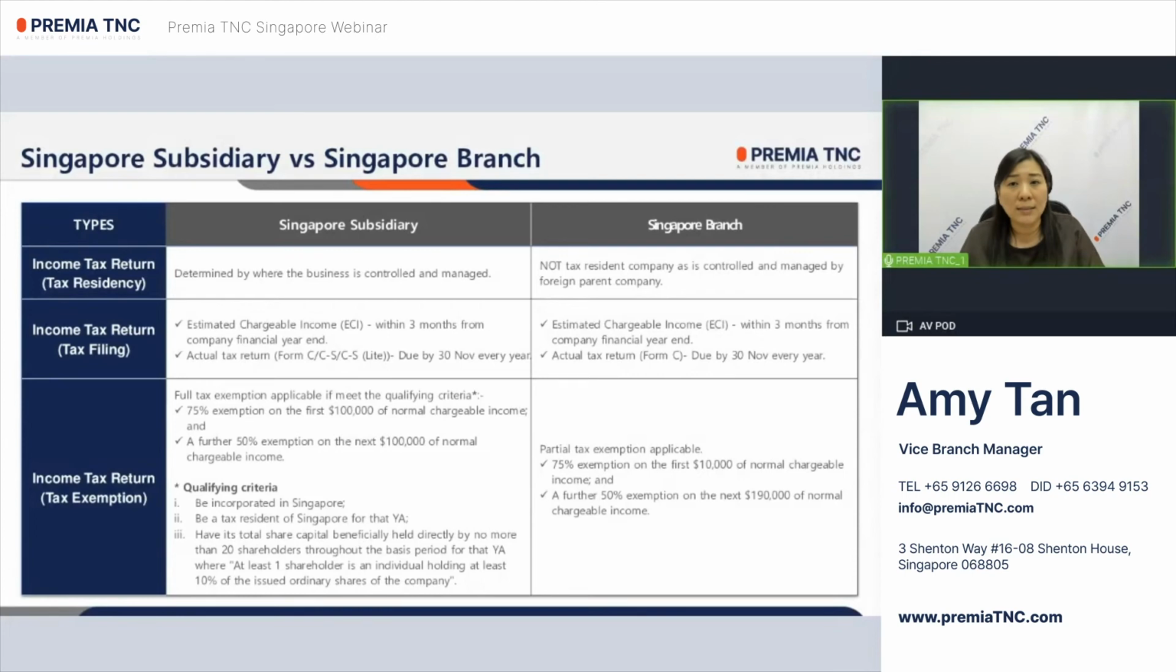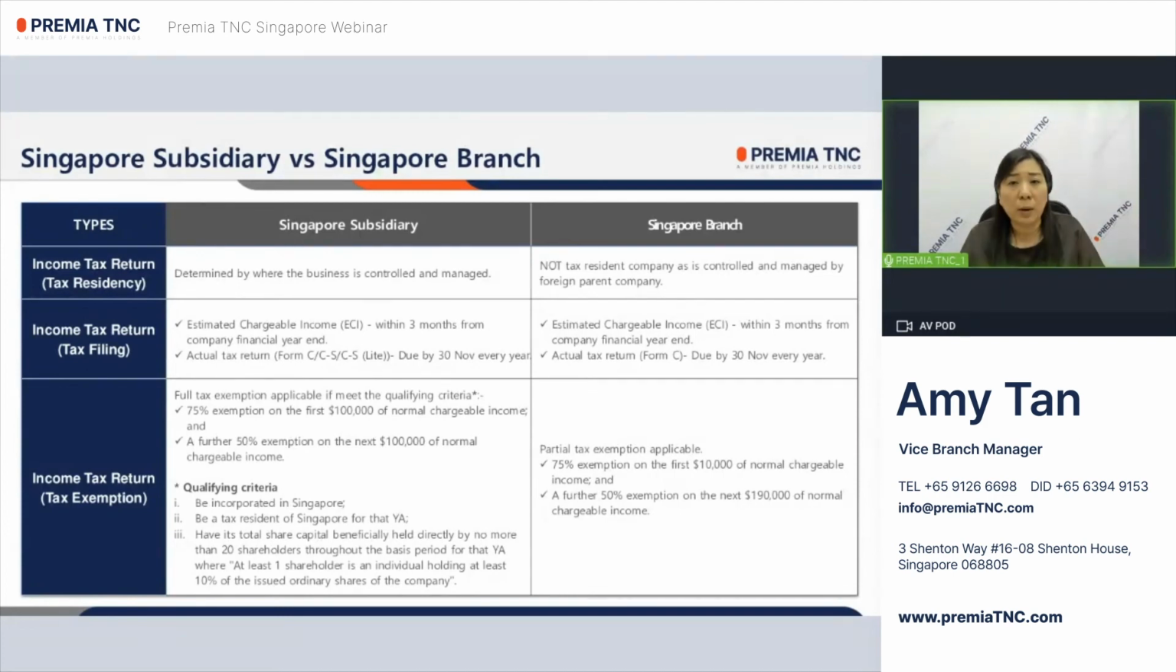Lastly, on the tax exemption. Full tax exemption will be given to Singapore subsidiary if it meets the qualifying criteria. Full tax exemption refers to 75% exemption on the first $100,000 of normal chargeable income and a further 50% exemption on the next $100,000 of normal chargeable income.